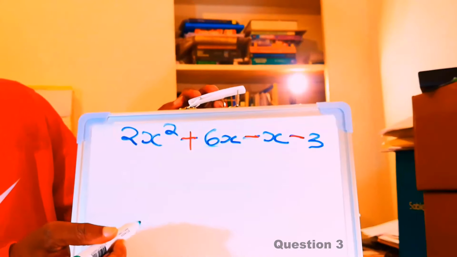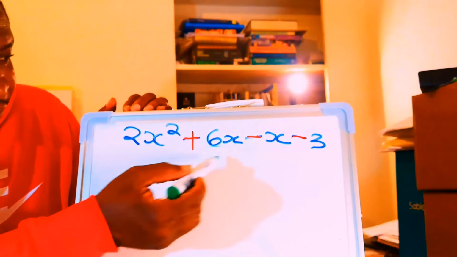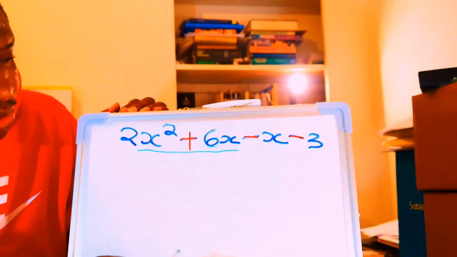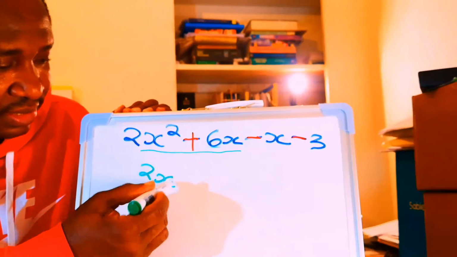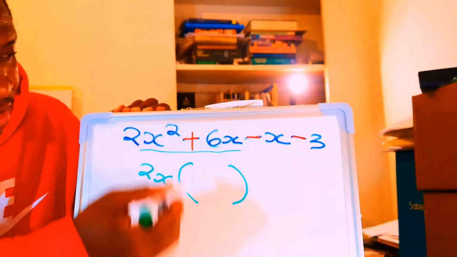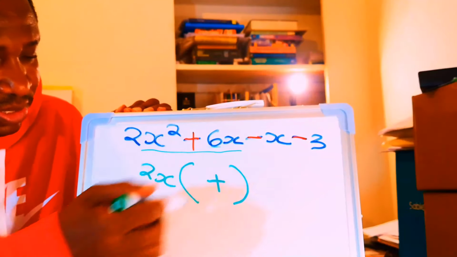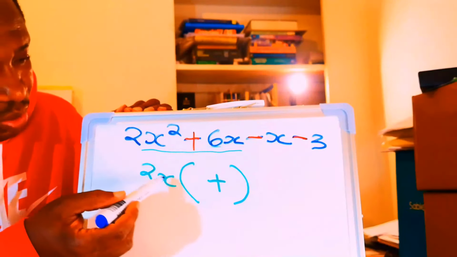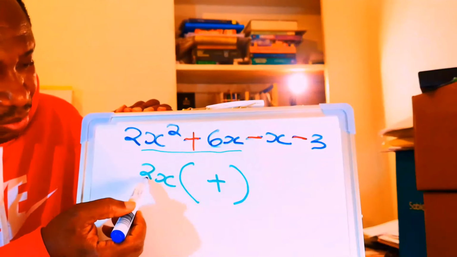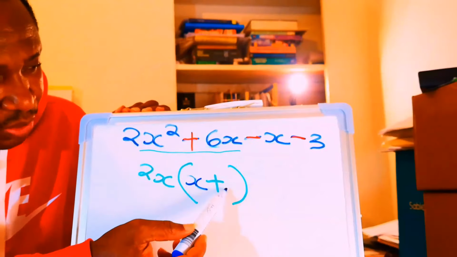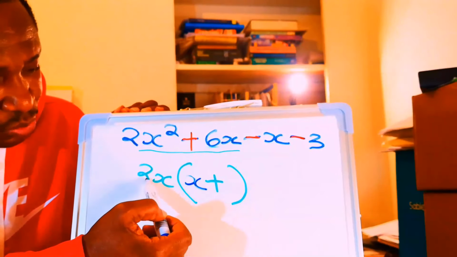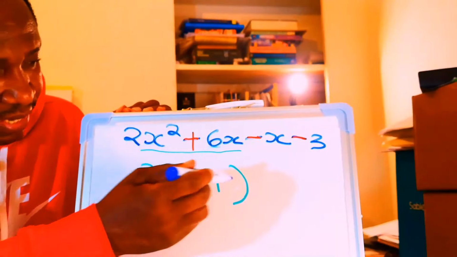What we need to do here is we're going to consider the first two terms. What is common in the first two terms is 2x. I'll open a bracket. This is a plus. I'll put a plus here. Now, what will I put here? When I multiply with this 2x, I will get 2x squared. It is x. I need to put a number here. If I multiply it with 2x, I'll get 6x, and that will be 3.